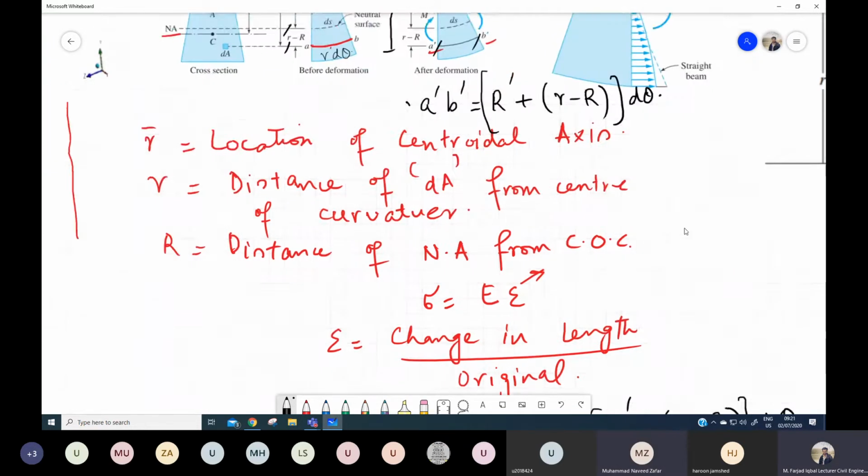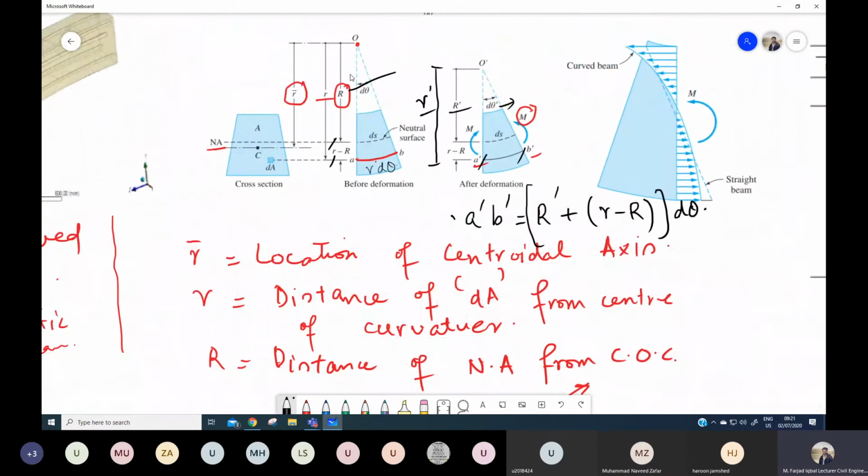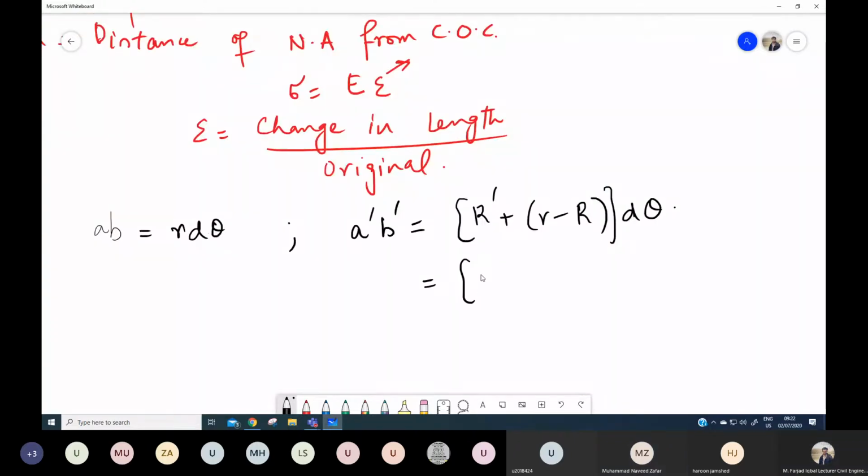After the deformation, this length R, which is the distance of this neutral axis from the center of curvature, would obviously change a bit. Either it will increase or it will decrease. So we will represent it by R dash after deformation. It is the same neutral axis, but its distance won't be the same as this R, right? If I simplify this a bit, I will get R dash d theta plus R d theta minus R d theta.